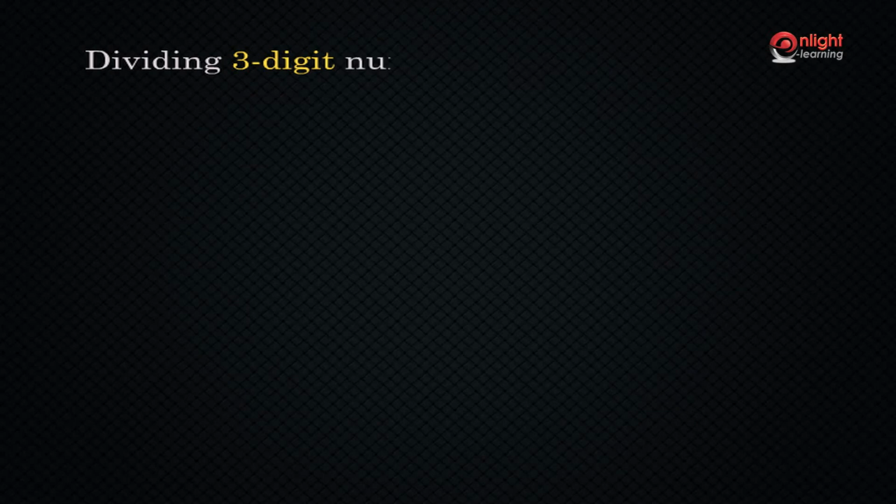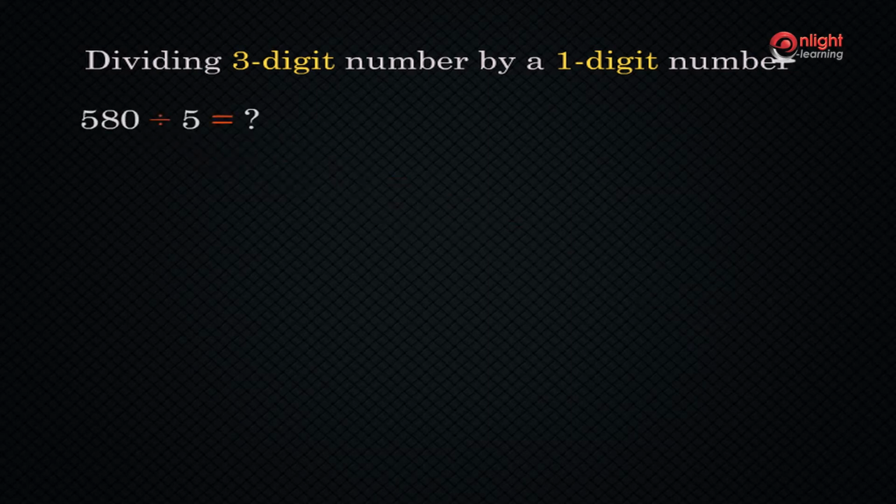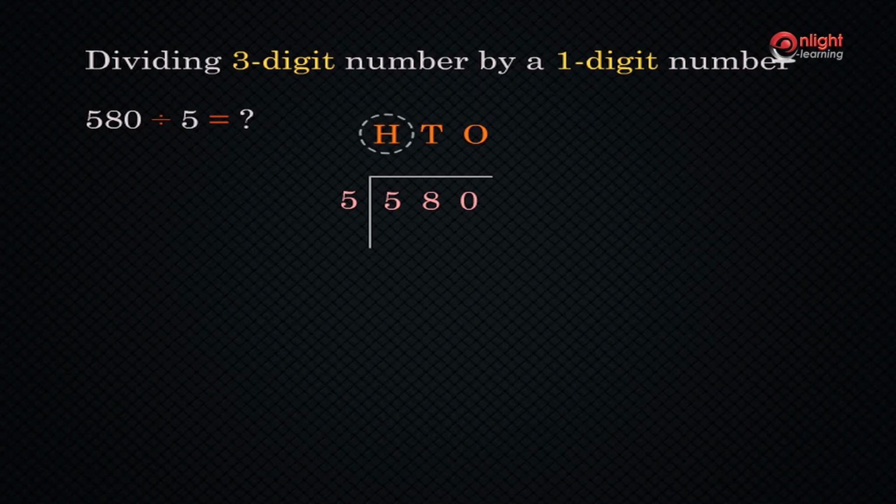Dividing a 3-digit number by a 1-digit number. Example 1. Divide 580 by 5. Step 1. Divide the hundreds. Write 1 in the quotient in the hundreds place. Write 5 below 5 and subtract. Step 2. Bring down 8 tens and divide.